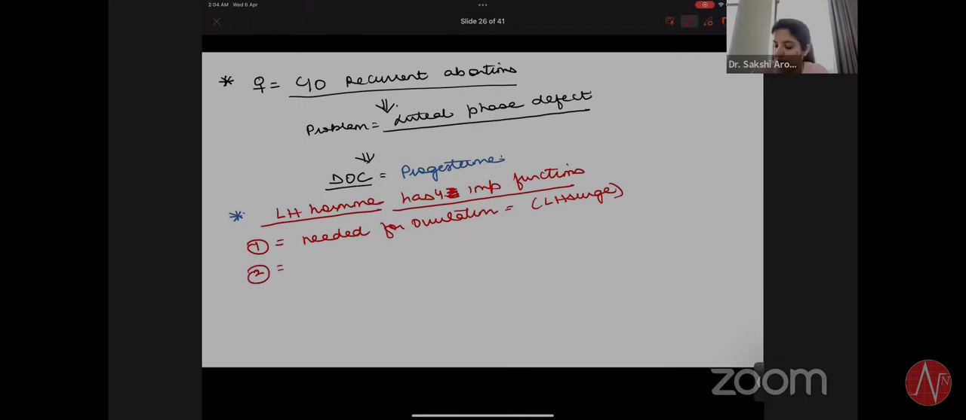Number two, it is needed for arrest of mitosis 1. Arrest of mitosis 1 is over due to LH. So it is needed for ovulation, and arrest of mitosis 1 is again over due to the hormone LH.